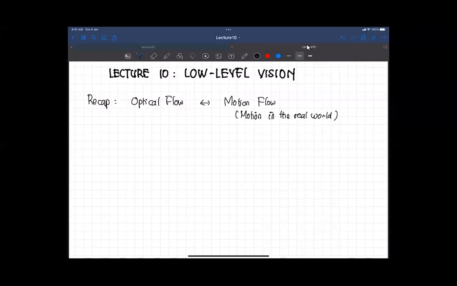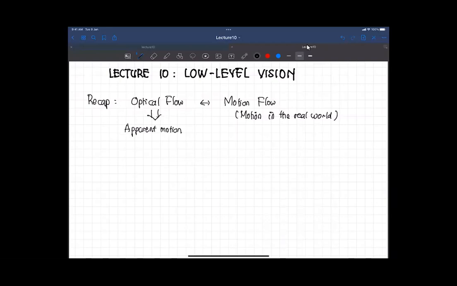Whenever there is something moving, that is a motion flow. But optical flow is not necessarily motion in the real world. This is apparent motion. Apparent motion is that from the visual perspective, we see there's something moving. So that is called apparent motion.